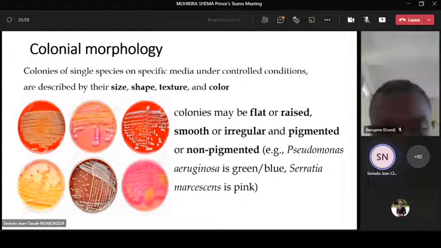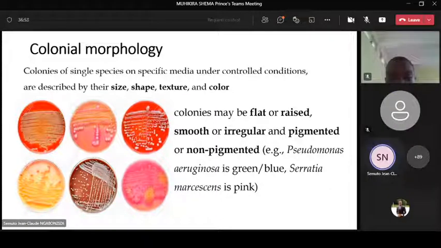The colony may be flat or raised, that is shape, smooth or irregular, and sometimes pigmented. They can have pigments that show a typical organism, like Pseudomonas is green or blue, while Serratia marcescens is pink. So by producing this kind of pigment, you can already have an idea of the pathogen. Similarly, with colony size, shape, and texture, an experienced laboratory technician already knows this is likely to be this. But you don't have yet the final identification. By combining microscopy, growth requirement, and colonial morphology, you are at a certain level of identification, but not complete.